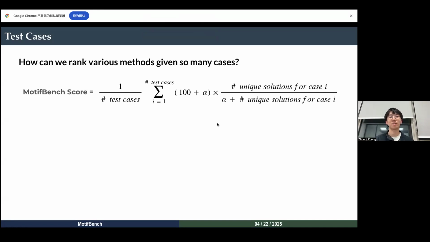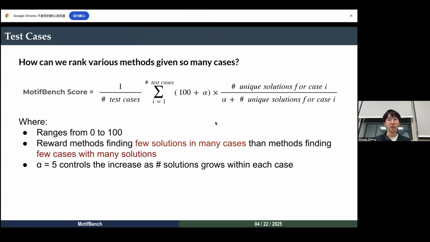Sorry for the interruption. So the MotifBench score is going to reward the methods that find a few solutions in many of the cases, rather than reward the methods that find only a few cases with many solutions. Because we want the motif scaffolding methods to find solutions for as many problems as they can, rather than only tackle a few problems with many diverse solutions.